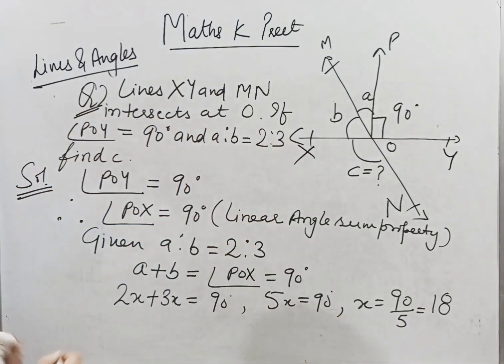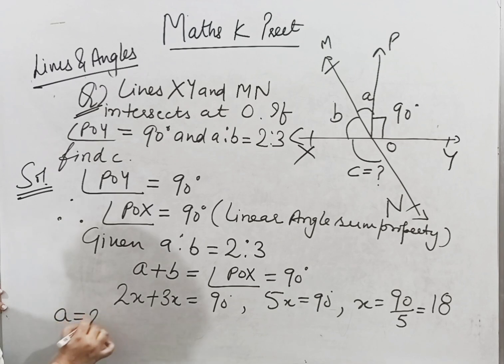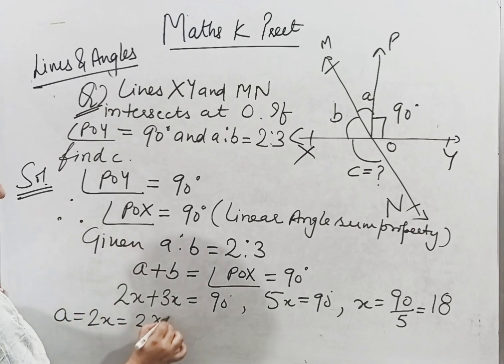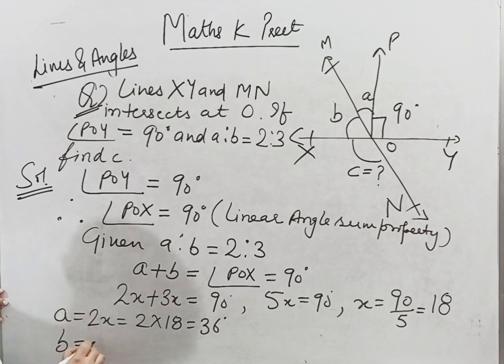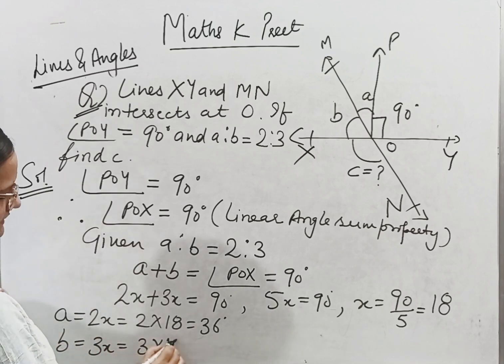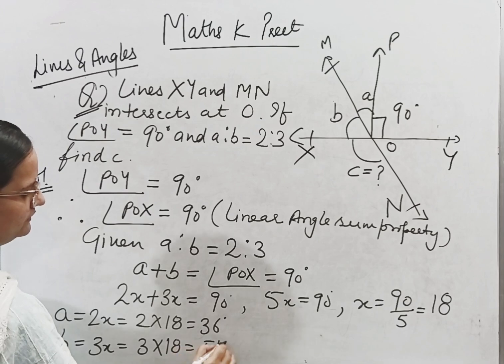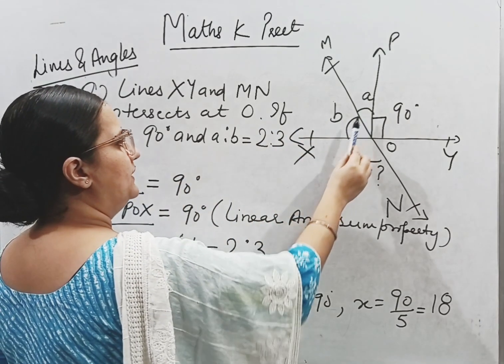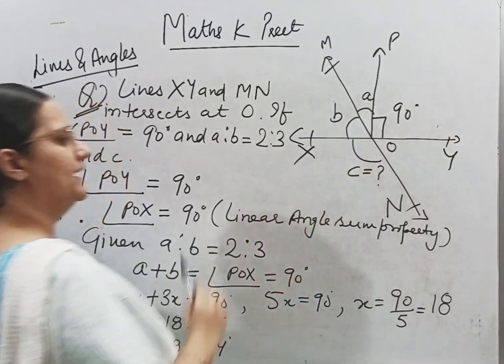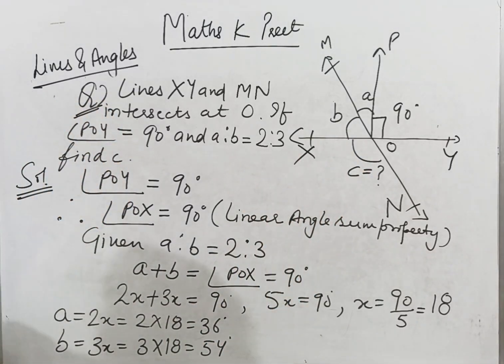So the value of x is 18. From here we can find the values of A and B. A is 2x, which is 2 into 18, that is 36 degrees, and B is 3x, that will be 3 into 18, which is 54 degrees. So we now have the values of A and B: A as 36 and B as 54.